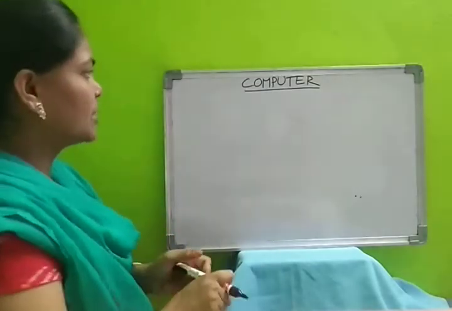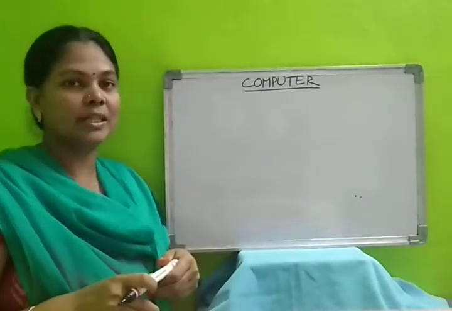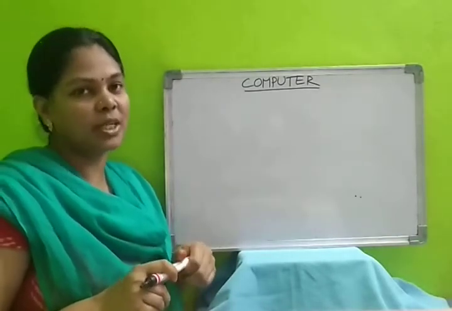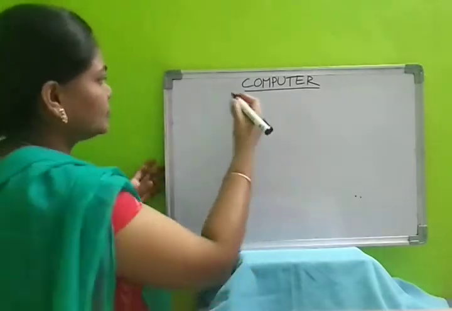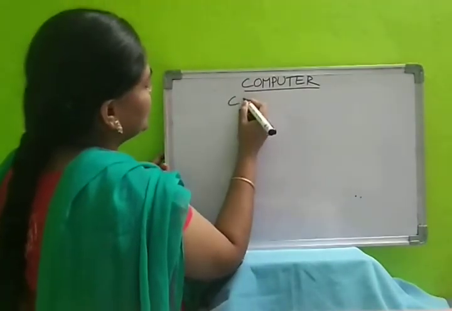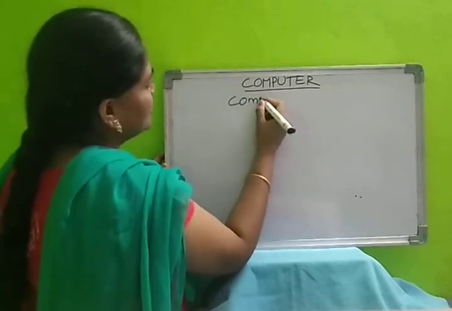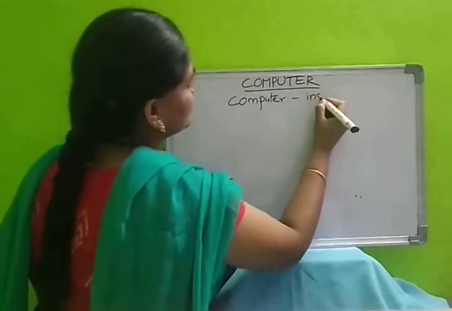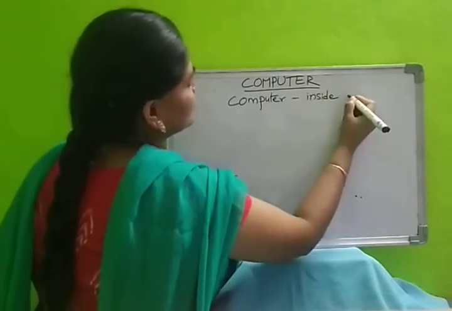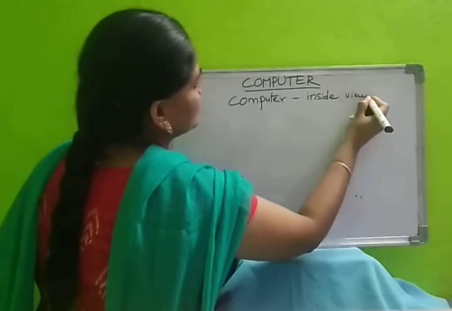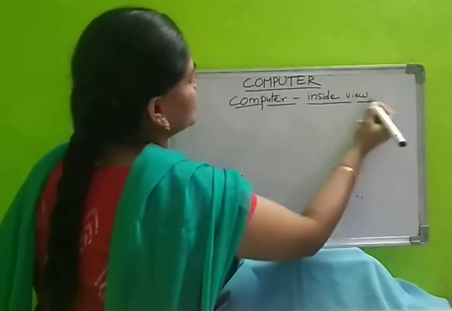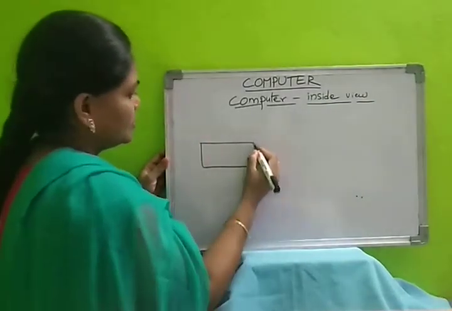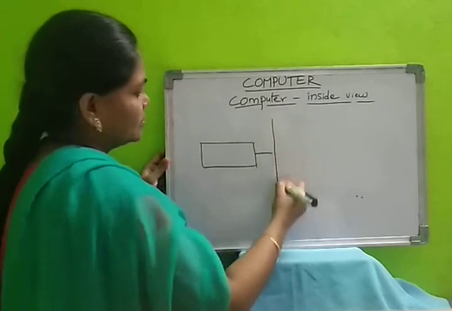So now we are going to learn about input devices, output devices and what the storage devices are. Okay. So what is our lesson name? Computer inside view. So we are discussing the computer's inside view. I will draw the picture which we have learned in last class.